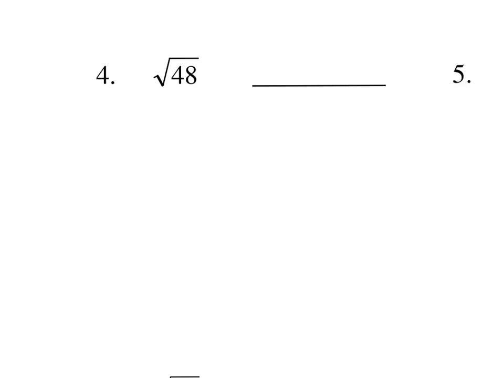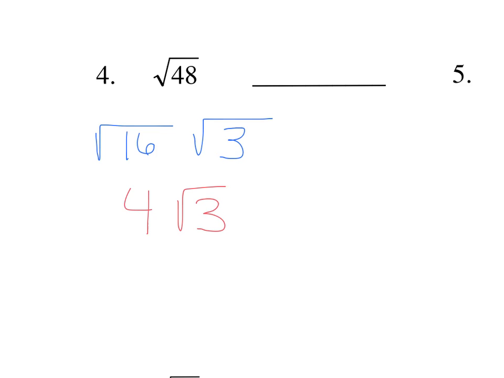Number 4, the square root of 48. I know 48 is 16 times 3. And 16 is a perfect square. So you're always looking for a number here that's a perfect square that is a factor of the original radicand that you're trying to simplify. The square root of 16 is 4. We get 4 square root of 3.